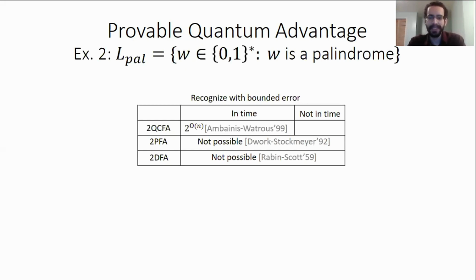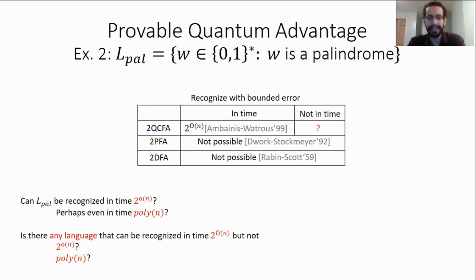But it's also natural to ask, can we do any better? That is, can we prove a lower bound? We know that a 2QCFA can recognize this language in exponential time, but could it be recognized in sub-exponential time, perhaps even in polynomial time, as was the case for LEQ? In fact, is there any language that a 2QCFA can recognize in exponential time, but not in sub-exponential time, or at least not in polynomial time?